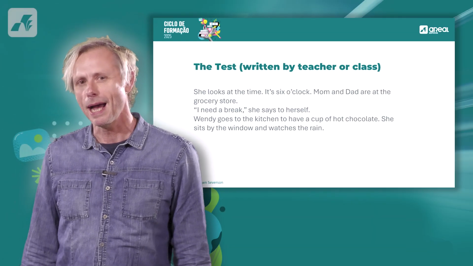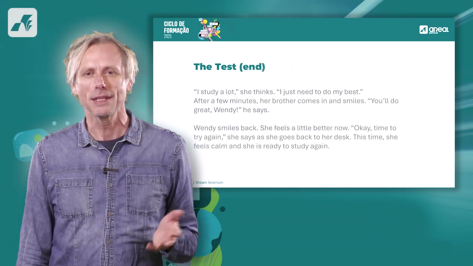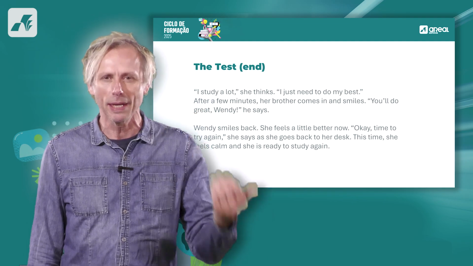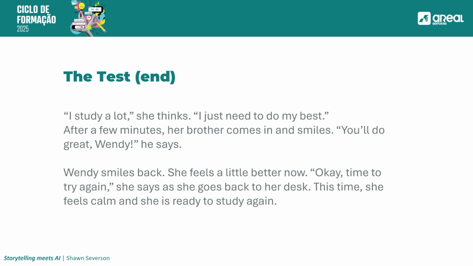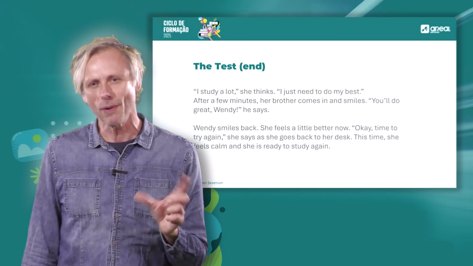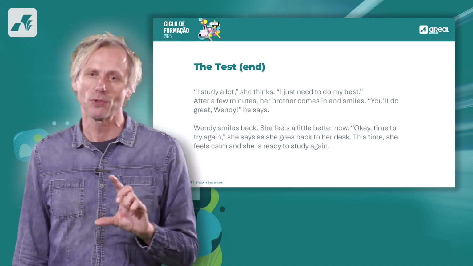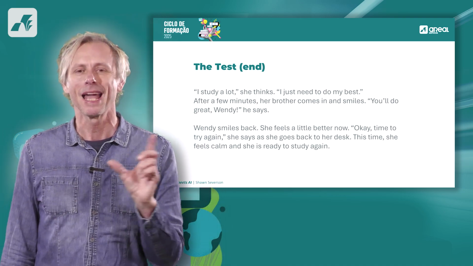This story written by AI goes like this. She says that she studies a lot, she thinks about it, and then her brother comes in, and you know what he says? "You'll do great, Wendy." And she decides she's going to go back to her room, study, and try again. And that's how the story goes. So that was a co-generation where part of the story is written by the students and part by AI. But the teacher was the intermediary, remember this. So they didn't have to put it in AI, it was you.